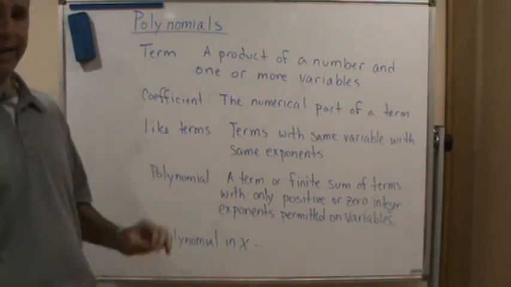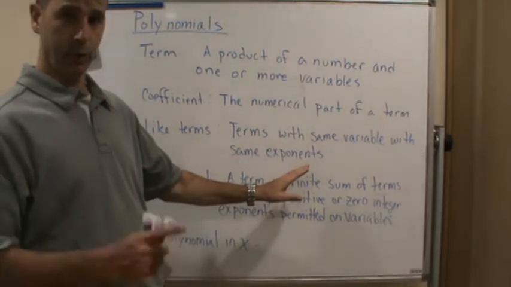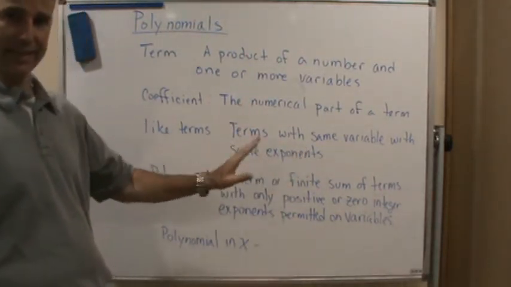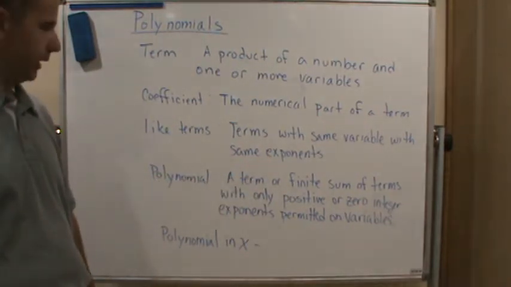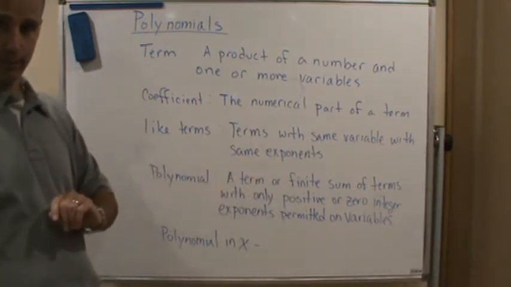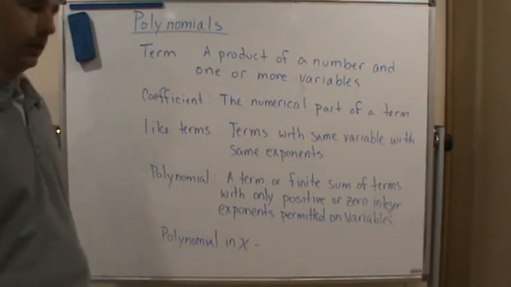Like terms are any terms that have the same variables, so either one or more variables, and each variable has the same exponents. Okay? So they match by variable and exponent. The coefficients can be different, but those are what we call like terms.